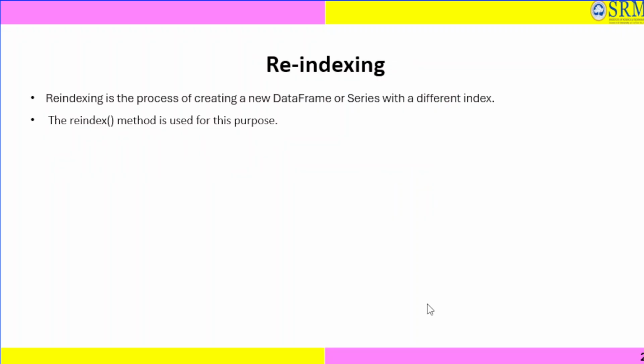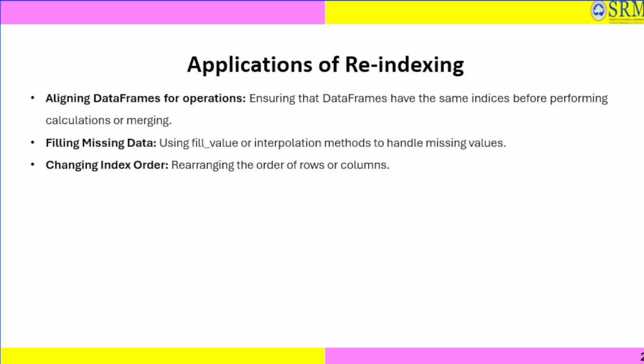Next is reindexing. Reindexing is the process of creating a new data frame or series with a different index. In order to use the reindexing concept, we go for the reindex method. Applications of reindexing: these are the three applications. Aligning data frames for operations by ensuring that data frames have the same indices before performing calculations or merging. Only then can the operation be performed.